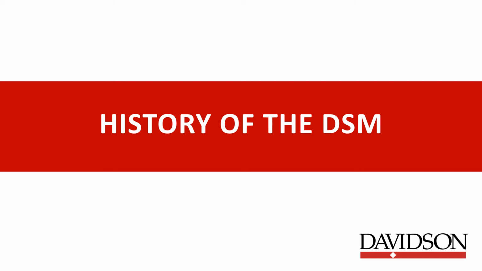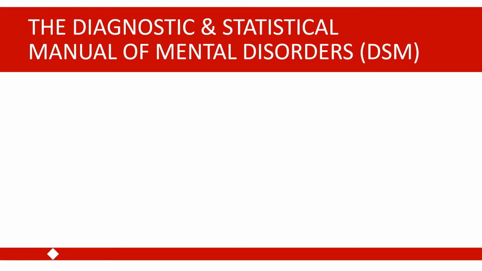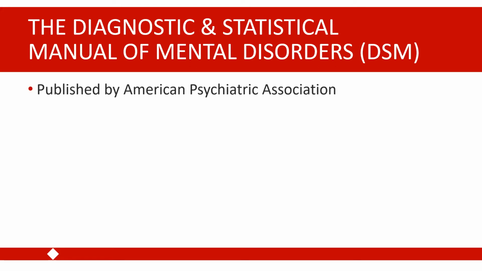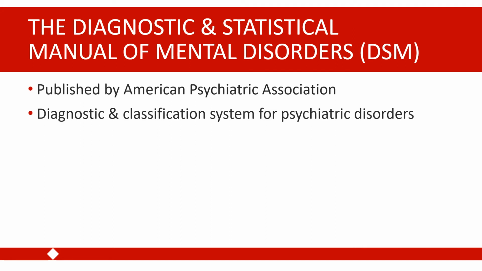In this video lecture, we'll be discussing the history of the Diagnostic and Statistical Manual of Mental Disorders, which is the primary diagnostic and classification system used in clinical psychology in the United States. So the Diagnostic and Statistical Manual of Mental Disorders, often known as the DSM, is a text that's published by the American Psychiatric Association, and it is a diagnostic and classification system for psychiatric disorders.